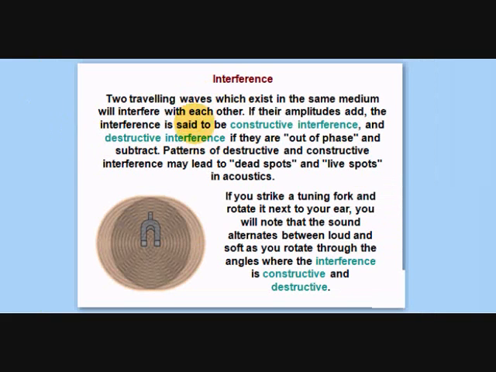Okay, and that's exactly what the notes say. 2 traveling waves which exist in the same medium will interfere with each other. If their amplitudes add, the interference is said to be constructive interference, and the destructive interference if they are out of phase. And that's what we demonstrated. That was destructive was the white or the grey and the black, and the constructive was either black or grey. Okay, so that's what we're talking about there.